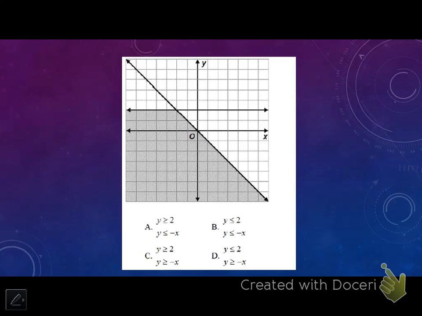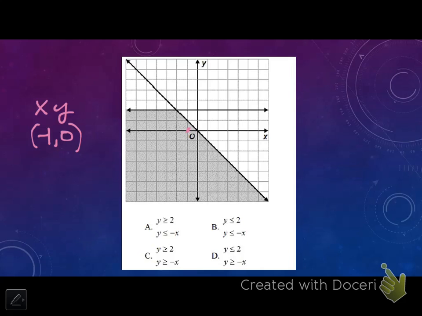Okay, so we're going to look at this, see if there's any we can eliminate based on the fact that it's solid lines. Doesn't look like it. So now I'm going to pick a point in my shaded region. Let's pick this point here. So that's negative 1, 0. Remember, points are x comma y, so x is negative 1, and we didn't move on our y, so it's 0. Now we got to plug it in to see which one is true.